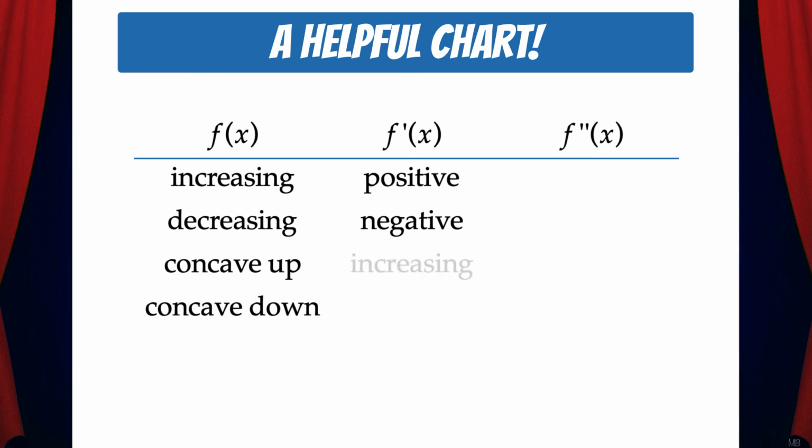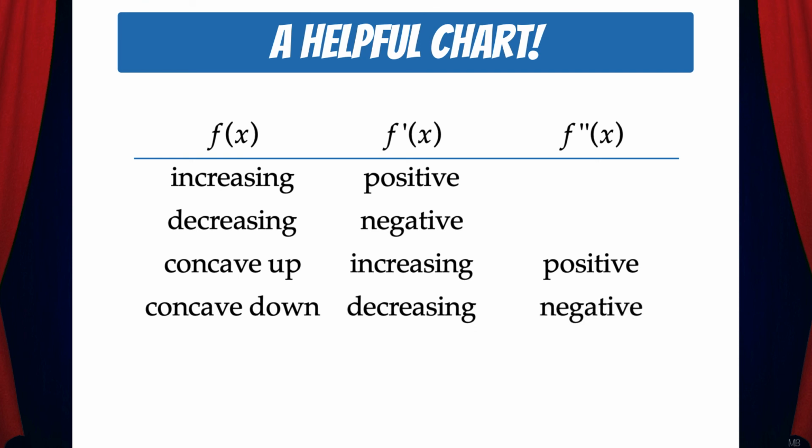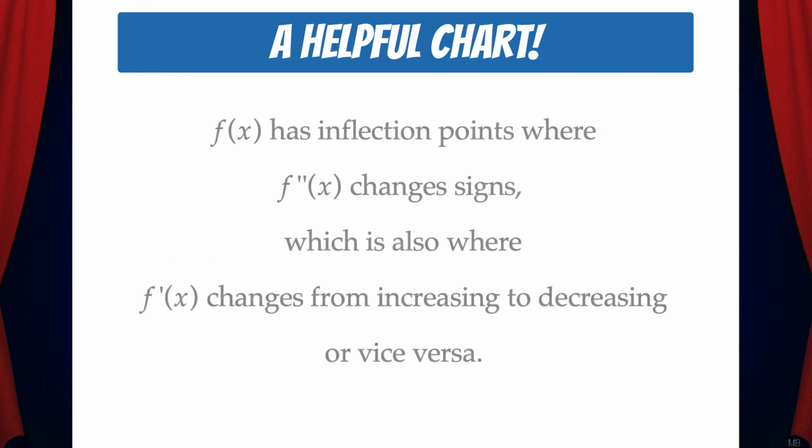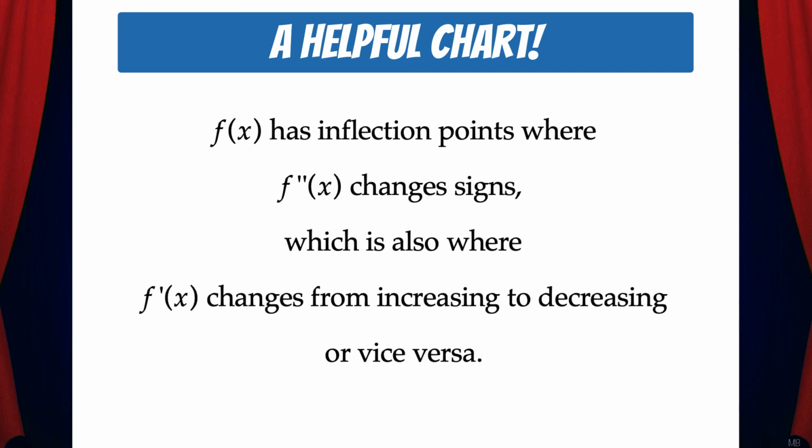When f of x is concave up, f prime is increasing, and f double prime of x is positive. And when f of x is concave down, f prime of x is decreasing, and f double prime is negative. f of x has inflection points where the second derivative changes signs, which is also where the first derivative changes from increasing to decreasing, or vice versa.